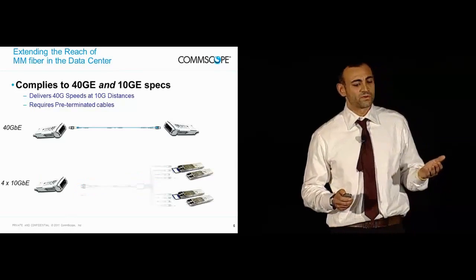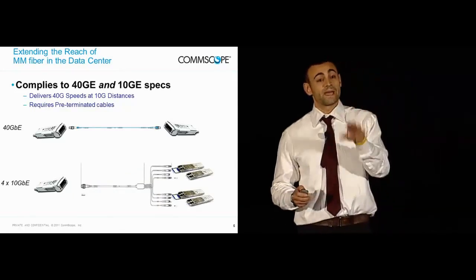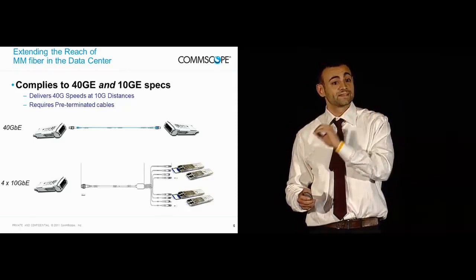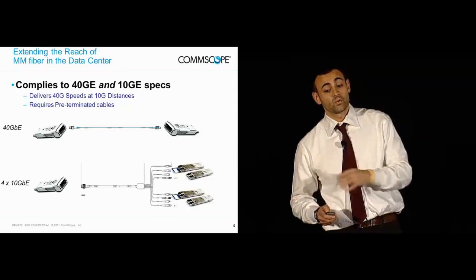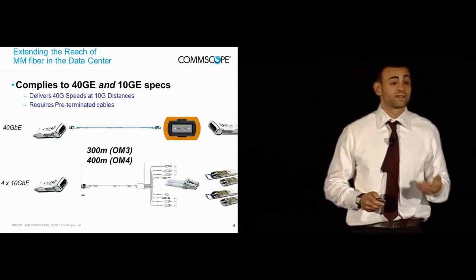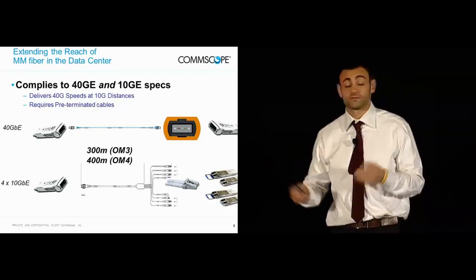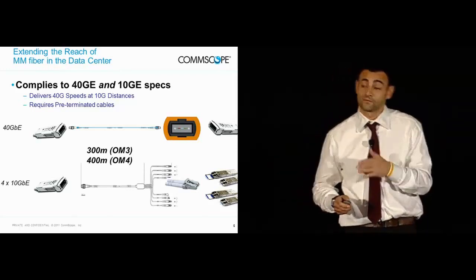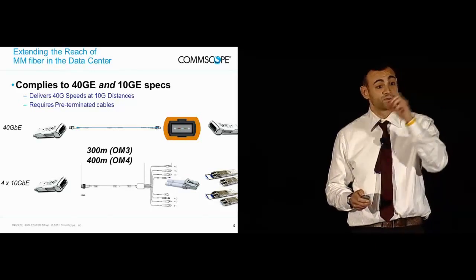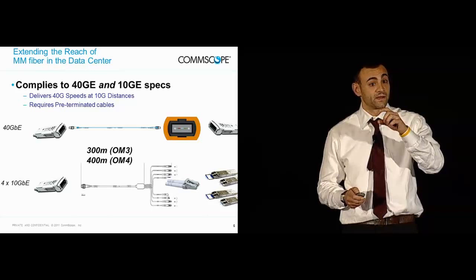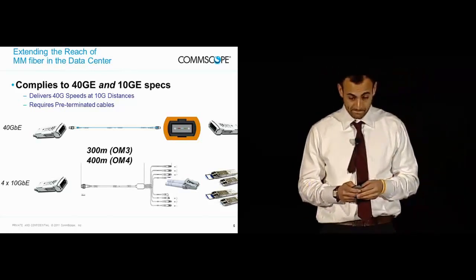So what we're showing here is a QSFP can be configured to output 4 individual 10 gig links that then, on the other side of the equipment, equate to 4 duplex SFP or SFP plus connections, running from 300 meters on OM3 to 400 meters on OM4, right? So we're much closer to those 300, 550. We're meeting it at OM3, and we're slightly below it at OM4.